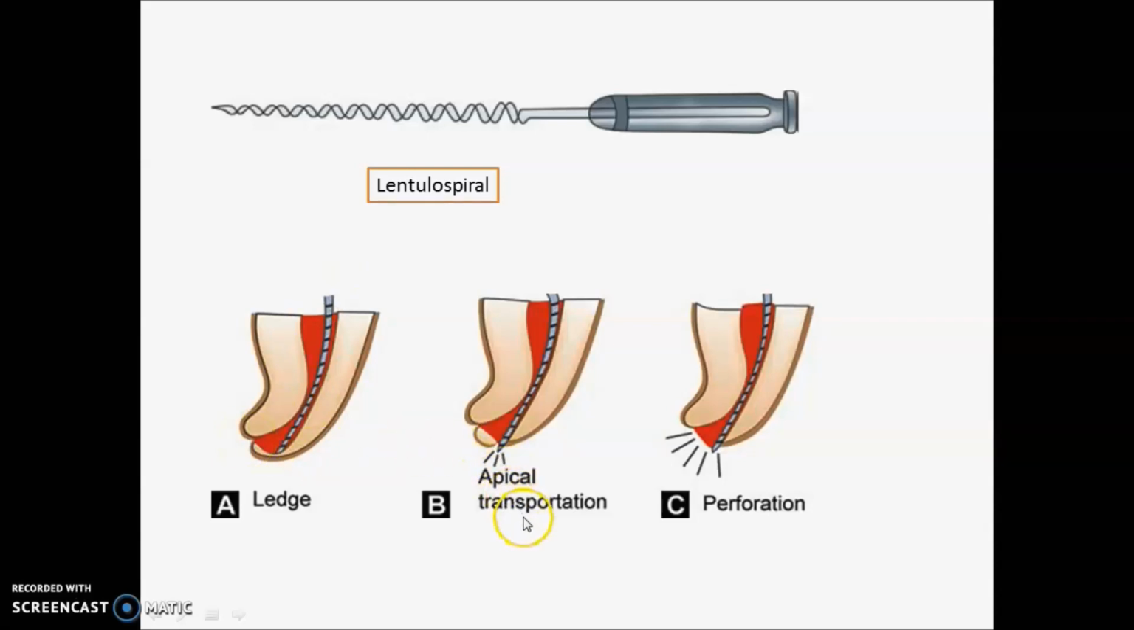Then we have apical transportation. It means what? You are changing the apical foramen of the root. So you can see this is your natural apical foramen and where it changes because of your transportation. And perforation is a simple thing, it is the connection between your internal and the external environment. So please note these three important endodontic mishaps.